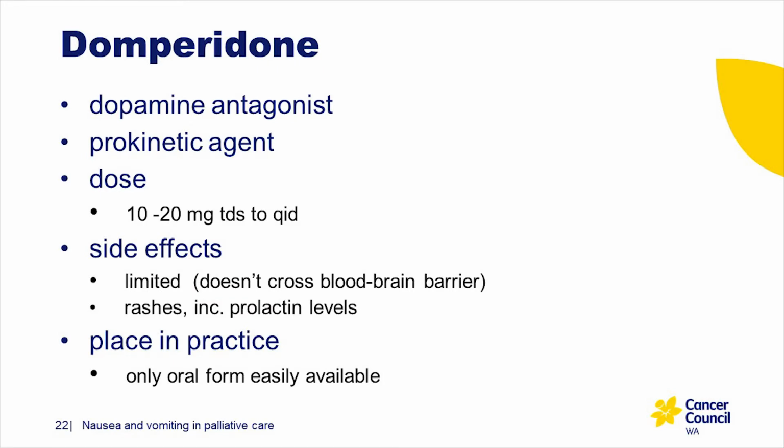The dose is similar to metoclopramide. We would generally start with 10 milligrams TDS, but we may move up as high as 20 milligrams QID. The side effects are very limited, and that makes it a very useful drug. However, because it's only available in oral formulation, it means that if someone's actively vomiting, it's not going to be useful because they're not going to be able to absorb the medication. So generally it'll be reserved for people who have nausea only.